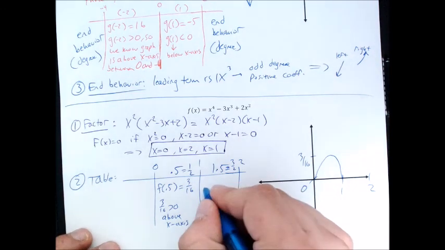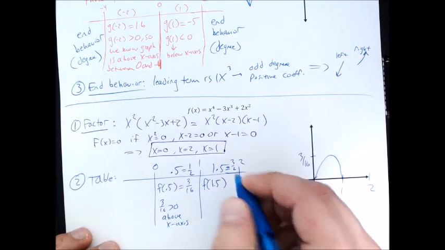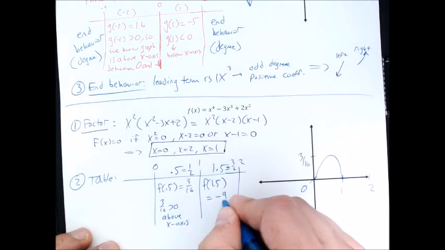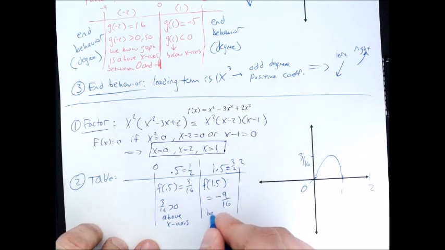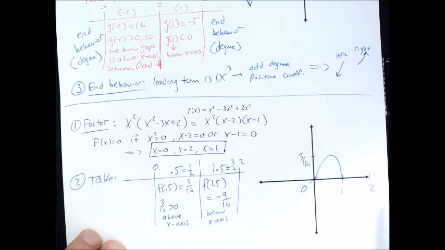When I plug in a 1.5, you get a negative number, negative 9 over 16. And so that means we're below the x-axis. And 9 over 16 is obviously 3 times more than 3 over 16. So let's make that more negative looking. So it goes down here and then back up. Those two pieces all right?